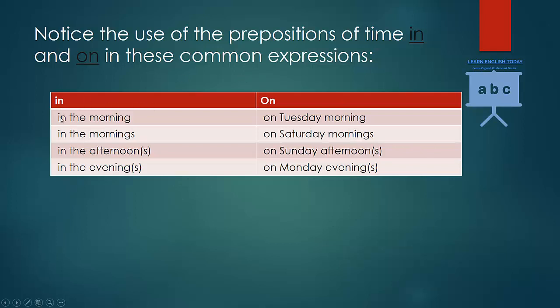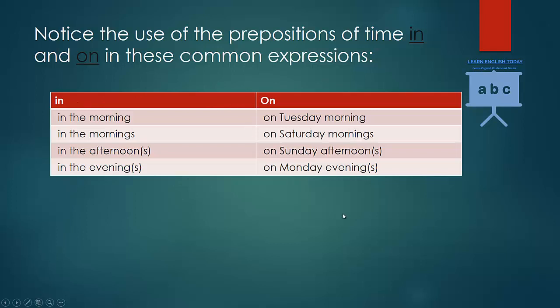For example, in the morning, in the mornings. So you know better that for simple present tense, when we are showing actions that are repeated, done every morning, we can use in the mornings, in the afternoons, in the evenings. It means every evening. Next, on Tuesday morning, on Saturday mornings, on Sunday afternoons, and on Monday evenings. There are some special expressions that we can only use with in and on.